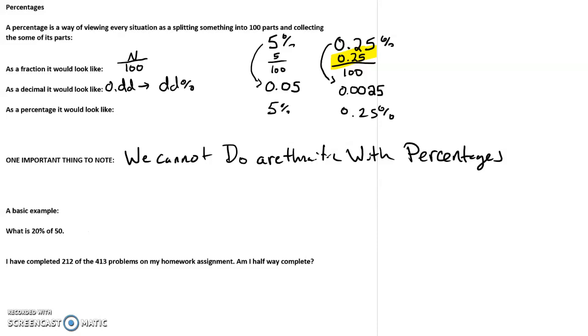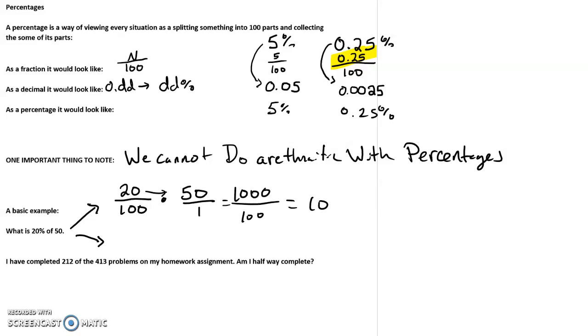So we have to approach this a couple different ways. The best way to consider this is to say, okay, this is 20 parts out of 100, then we multiply that by 50. We can multiply 20 times 50, which gives us 1,000 over 1 times 100, which is 100. And then 1,000 divided by 100 is 10. So 20% of 50 would be 10.